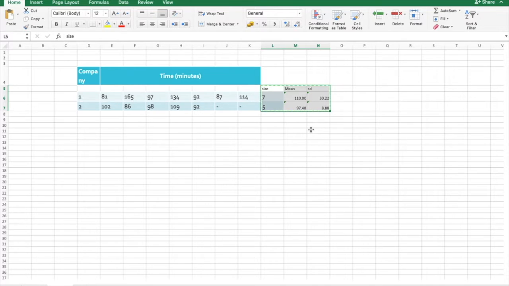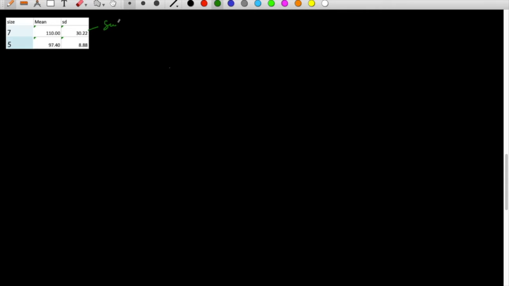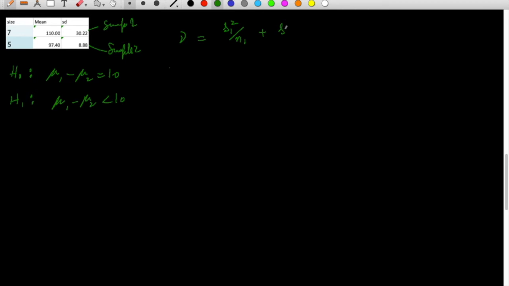These are the two samples. This will be sample 1, and this will be sample 2. Null hypothesis H0: mu1 minus mu2 equal to 10. Alternate hypothesis is mu1 minus mu2 less than 10. In that case, the degrees of freedom is given by S1 square upon N1 plus S2 square upon N2, and so on.